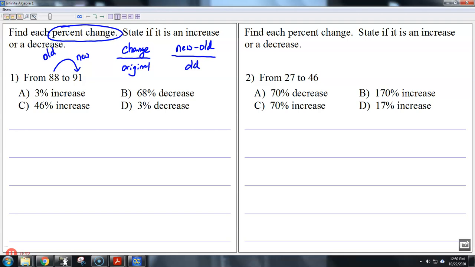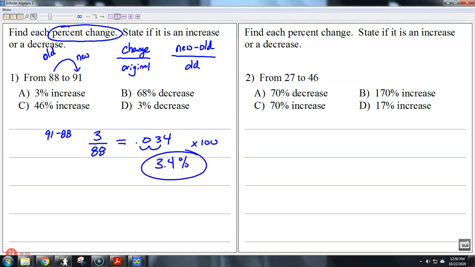So if I look at number 1, it looks like it changed by 3. I just subtracted 91 from 88, or 88 from 91. I get 3, but I'm comparing it to the 88. So 3 divided by 88 is 0.034. But then remember, you either have to multiply it by 100 or move the decimal 2 places, and you're going to turn that decimal into a percentage, and you'll get 3.4%. And this is an increase because it's going up. So correct answer there is A.